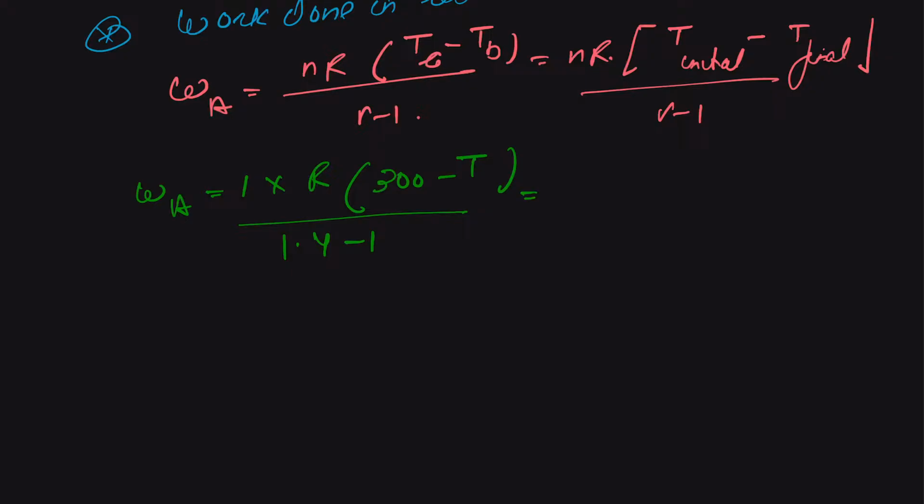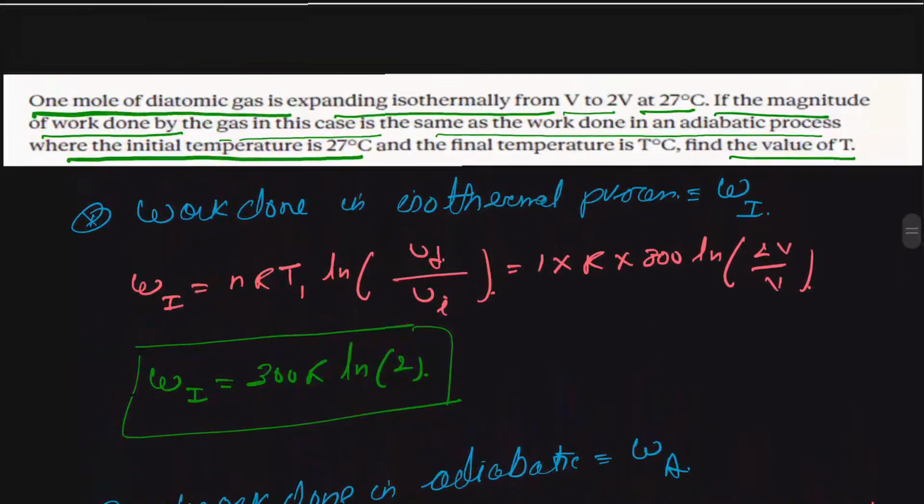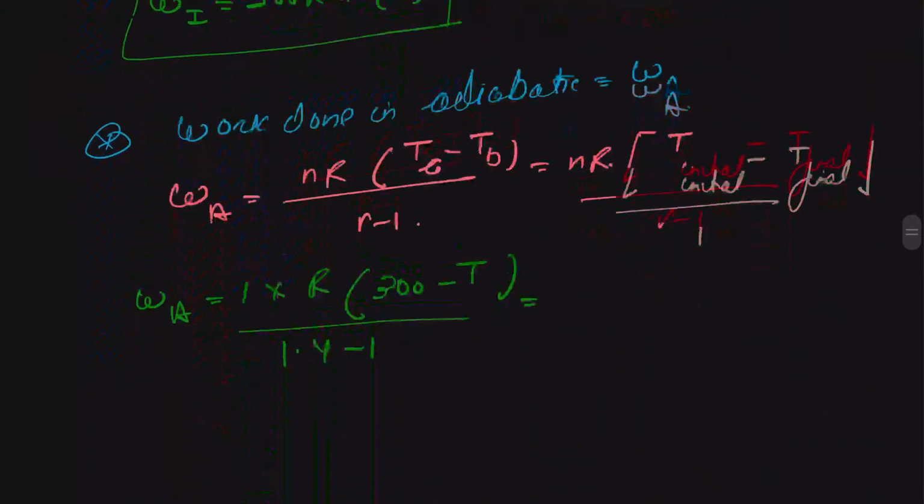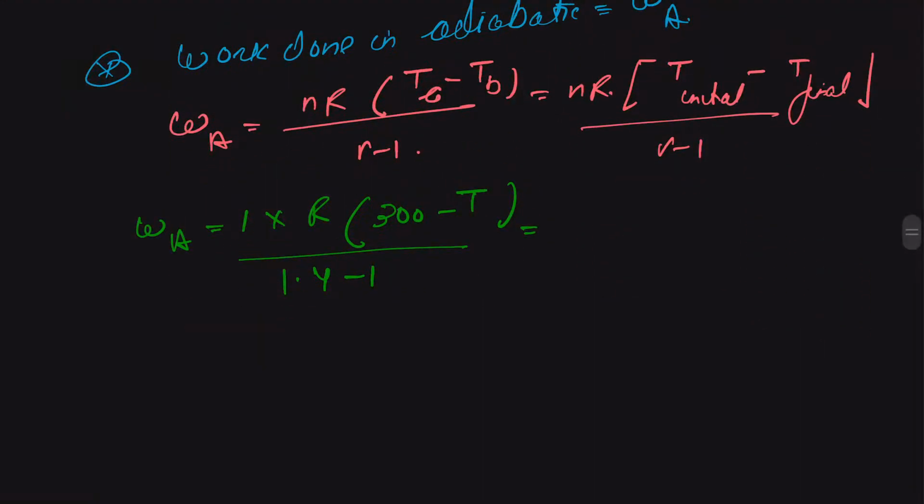And so, one second. Temperature we need to find out in degrees centigrade. So we can just modify this part also. Yes, so you can say this will be equal to R multiplied by 300 minus T, divided by 0.4. 0.4 we can write this as 5.2.